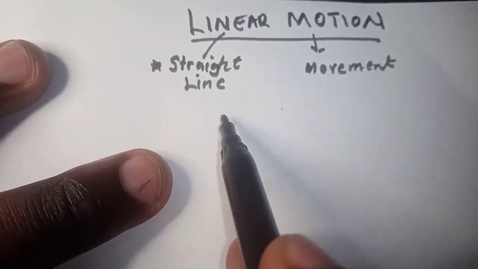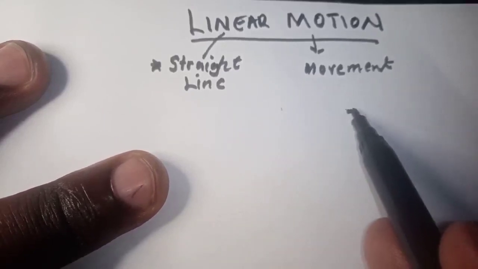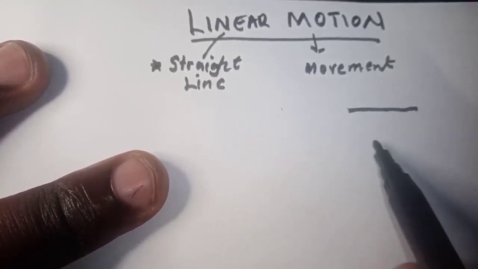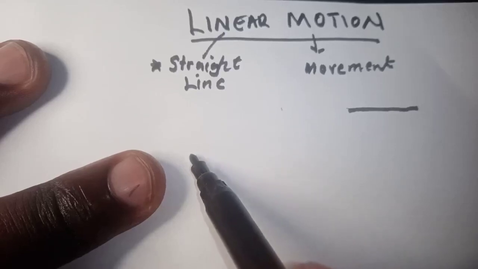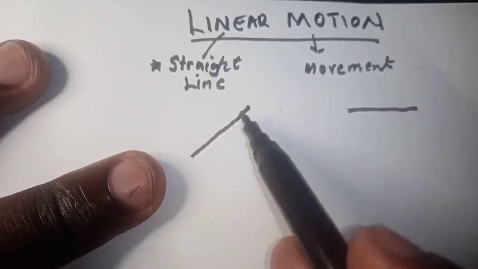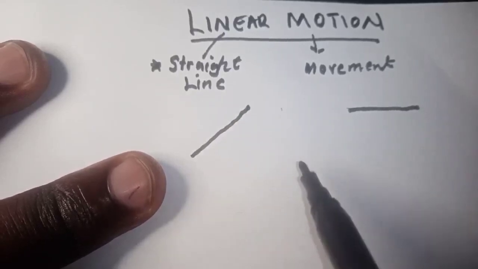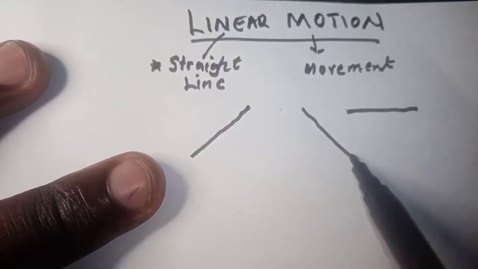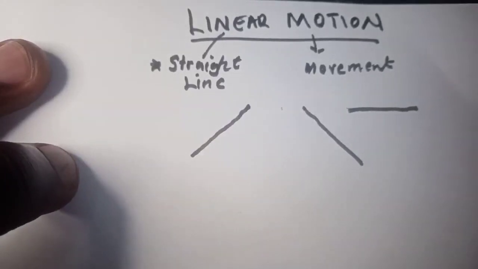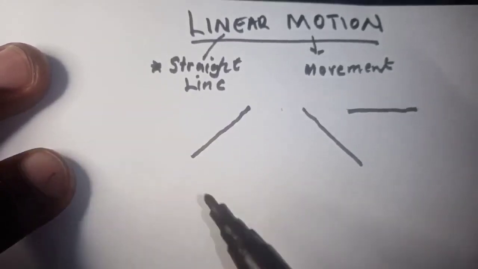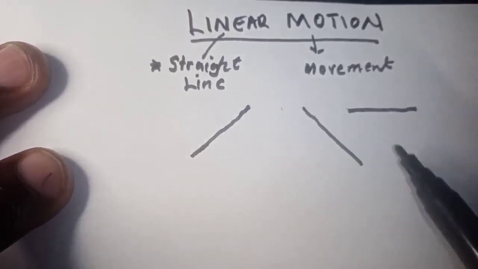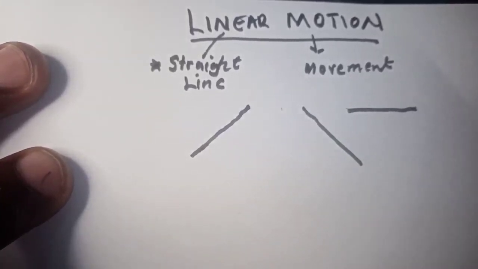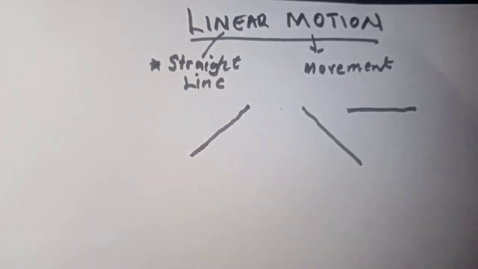So a straight line can be written like this. This is a straight line. It can also be written like this. This is also a straight line. Or these are straight lines. So if a board is moving in straight lines like this, we're saying that it's under linear motion.